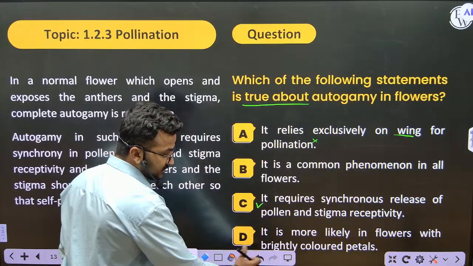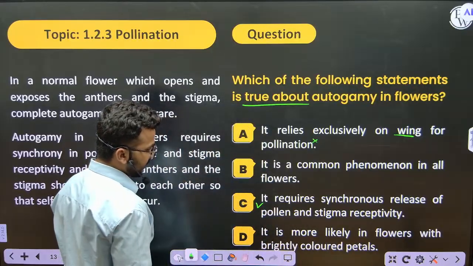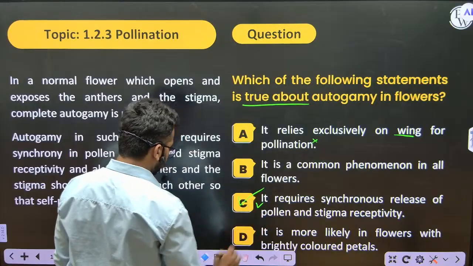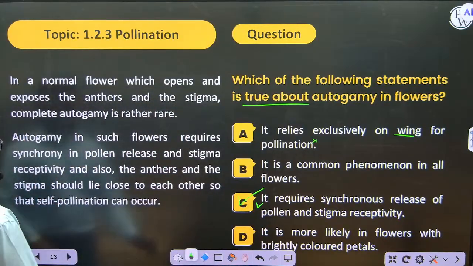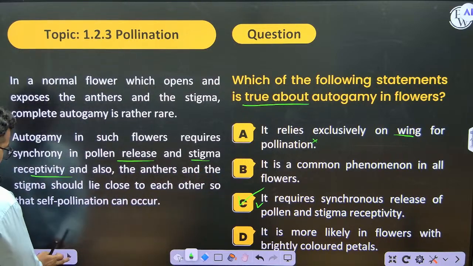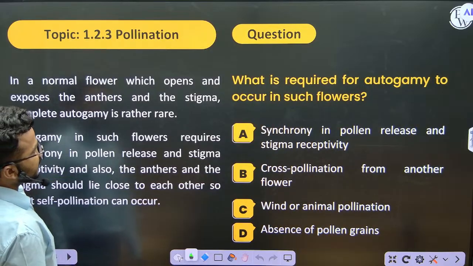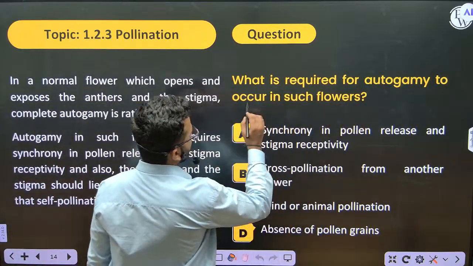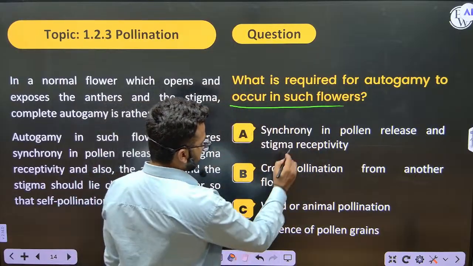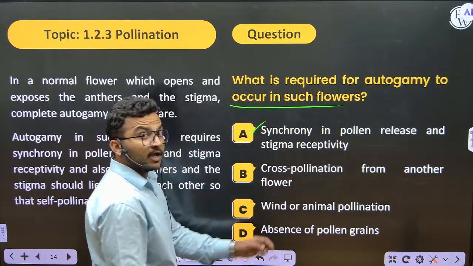And we'll read the other statements also. It is more likely in flowers with brightly colored petals. That is not a requirement, because it is taking place within the flower. So option C will be ruled out. Here pollen release and stigma receptivity take place, and they should lie close to each other. So what is required for autogamy to occur in such flowers? One is synchrony in pollen release and stigma receptivity. We got the answer, but we'll read the other options also.